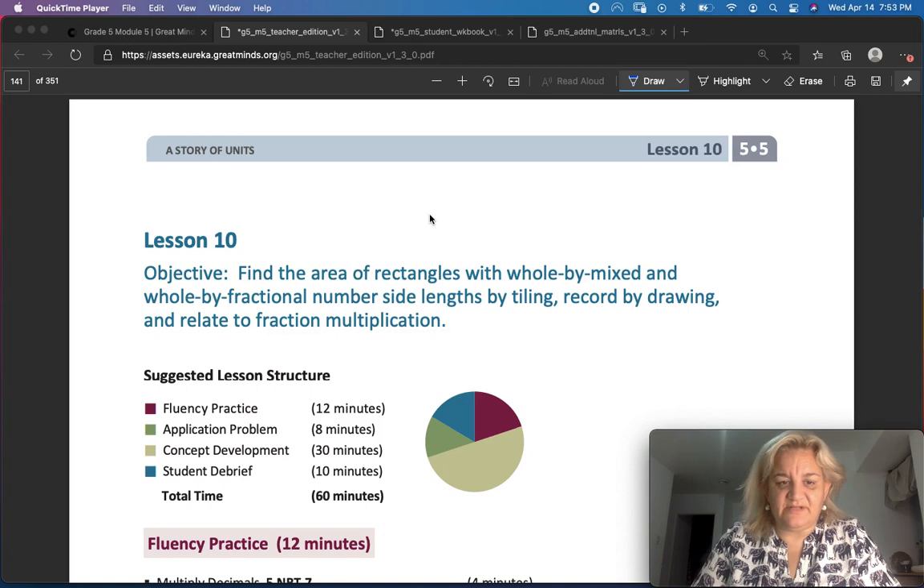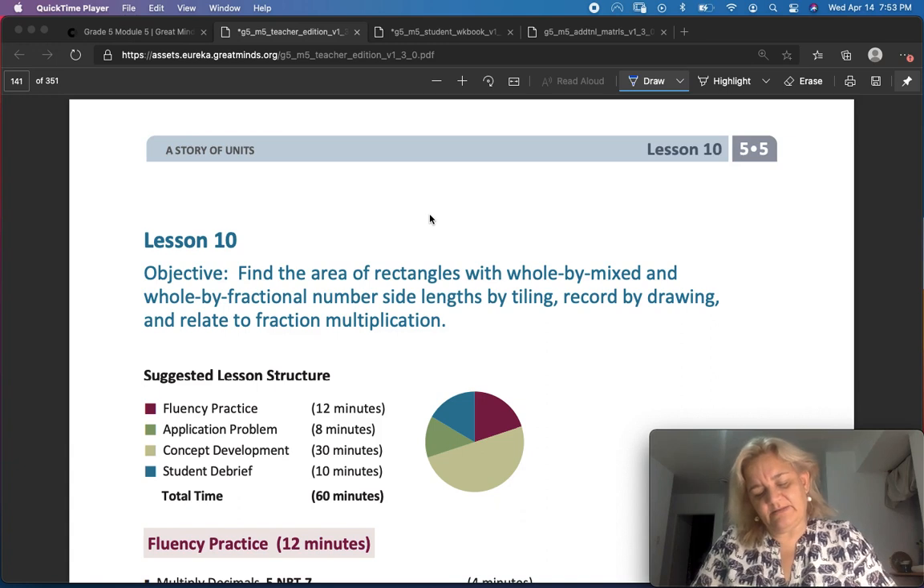Good job. Most of you did a great job. Now we're moving back into fractions and area. Okay, we've been doing volume, but now we're going to go back a little bit and rediscover area. So we're going to find the area of rectangles.